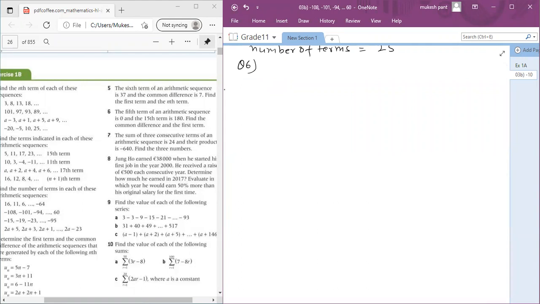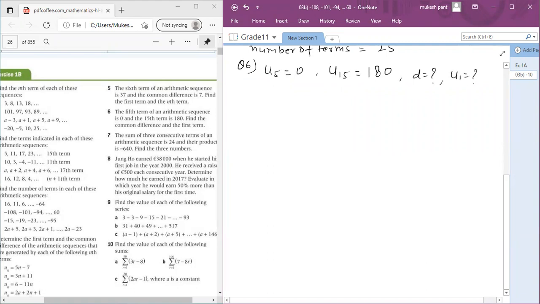In question number 6, the fifth term u5 is 0, and the 15th term u15 equals 180. Find the common difference and the first term. We have to find out the common difference, and second, we have to find out the first term.